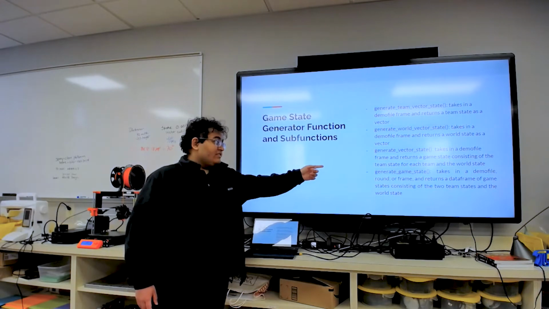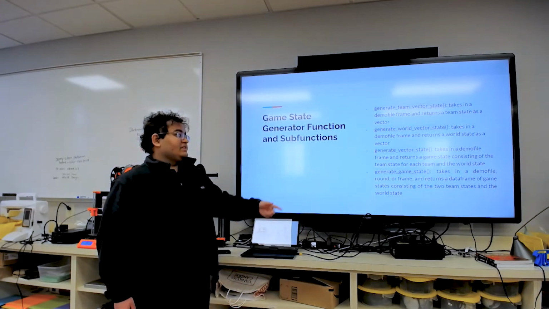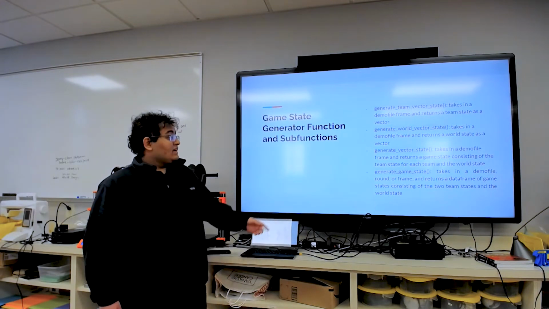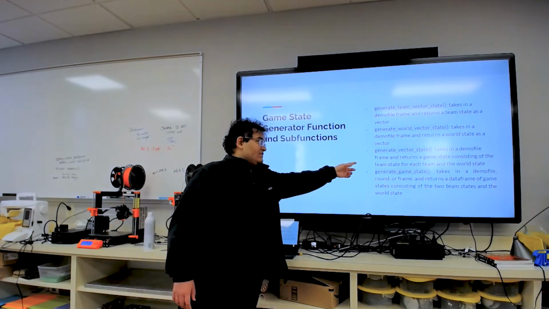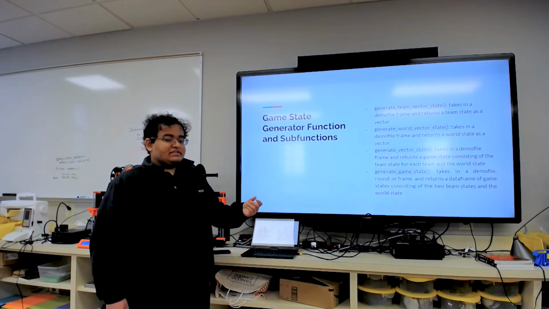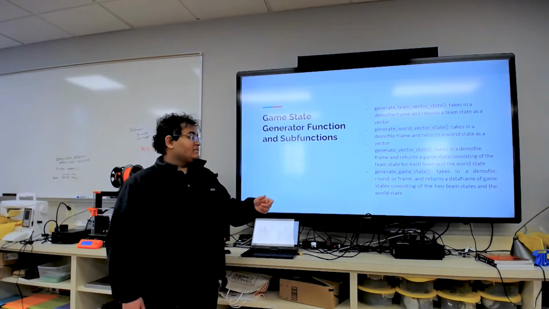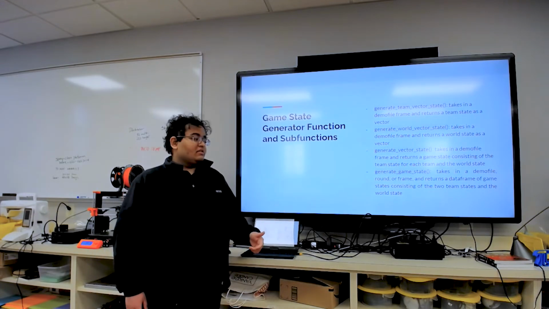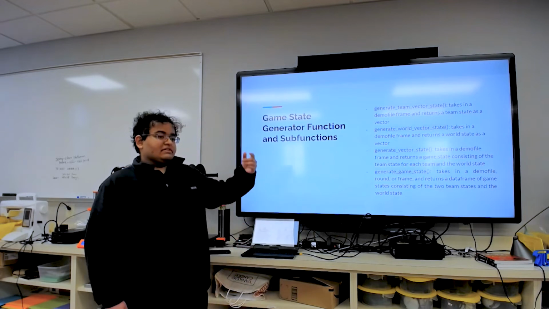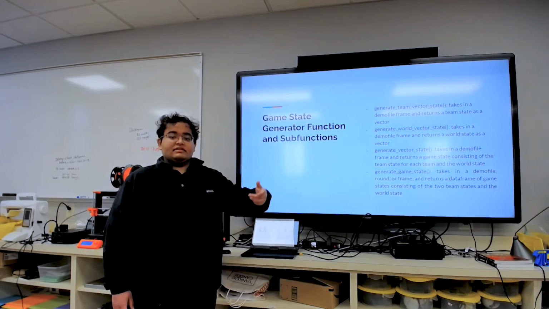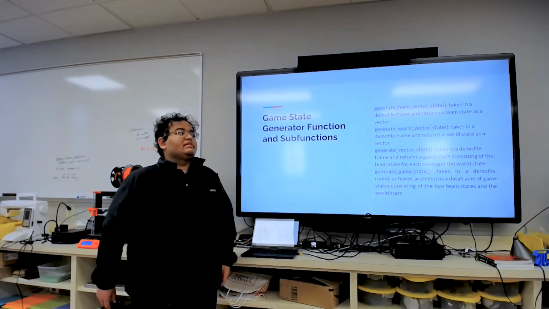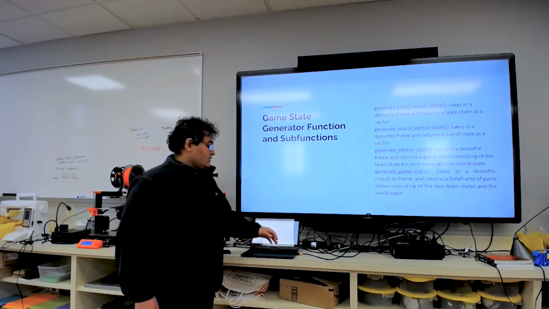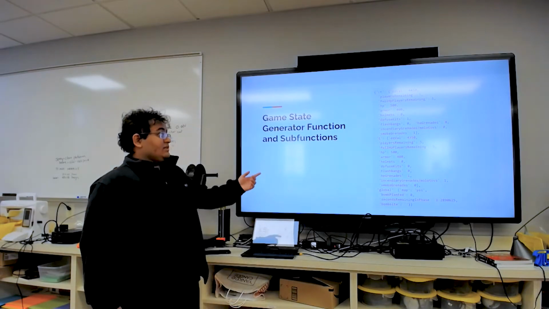Then generate vector state returns a combination of generated team state and generated world state, and generate game state essentially runs the generate vector state function, but instead of just doing it on a frame by frame basis, you can pass it a whole round or an entire game, and it loops through all the frames in each round, all the frames in the whole match. And instead of returning a JSON output, it returns a Pandas data frame. So I'll show you the example.